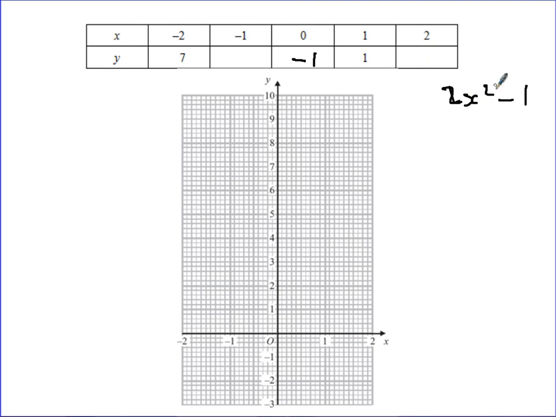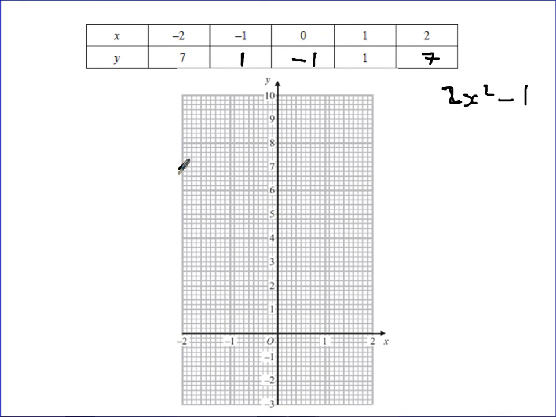So it's 2 squared, and look, it's 2 and 2 anyway, so that'll be nice. 2 squared is 4, times 2 is 8, 8 take away 1, 7. Your minus 1 then, minus 1 squared is 1, times by 2 is 2, take away 1 is 1. So we've got the values there. We've got to plot the values then.